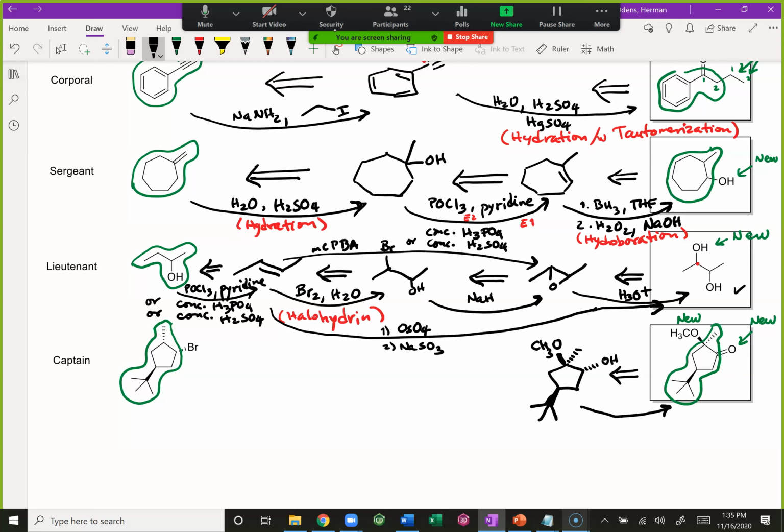So what will you do? What would you use there to oxidize an alcohol? Give me an oxidant. Jones reagent will work here, yes. Give me a milder one. PCC, exactly right. I love PCC.